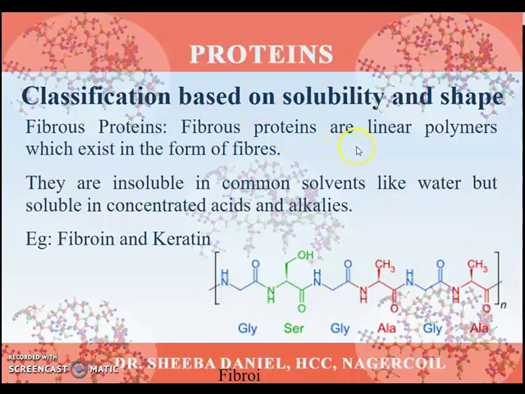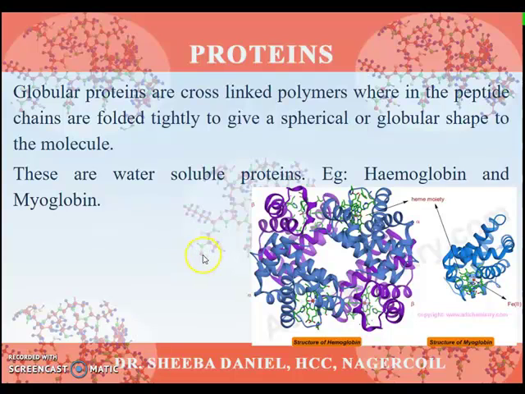Fibrous proteins are linear polymers which exist in the form of fibers. They are insoluble in common solvents like water but soluble in concentrated acids and alkalis. Examples are fibroin and keratin. The next one is the globular protein. They are cross-linked polymers wherein the peptide chains are folded tightly to give a spherical or globular shape to the molecule. These are water-soluble proteins. Examples are hemoglobin and myoglobin. So this is the structure of hemoglobin and this is the structure of myoglobin.